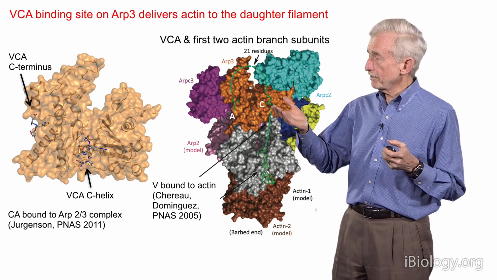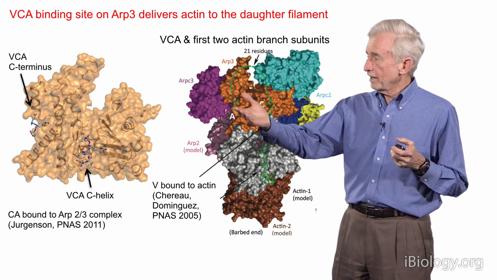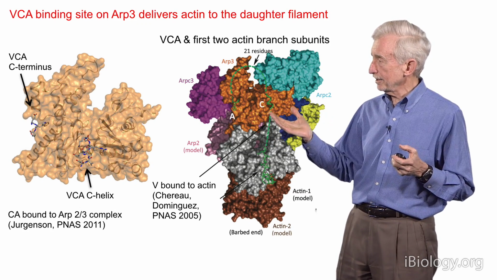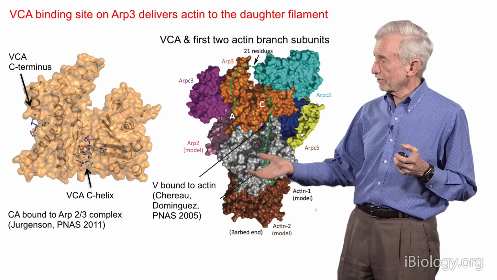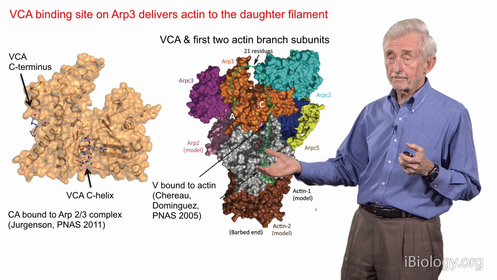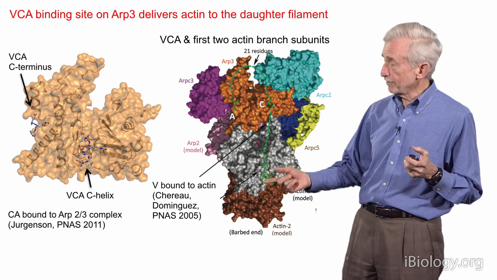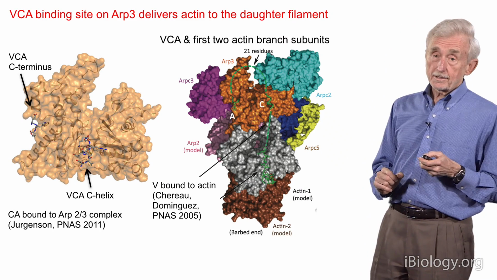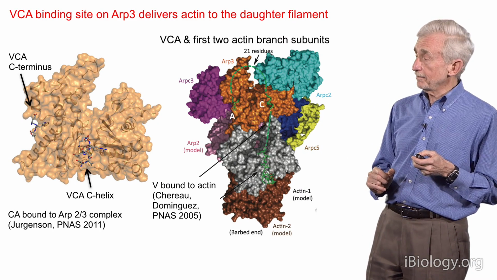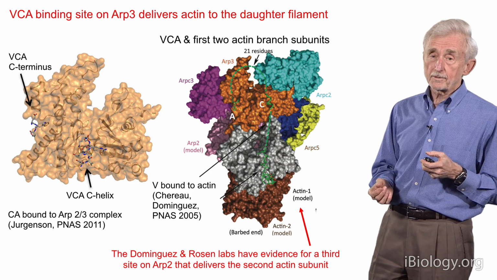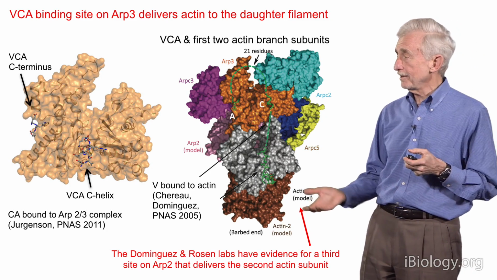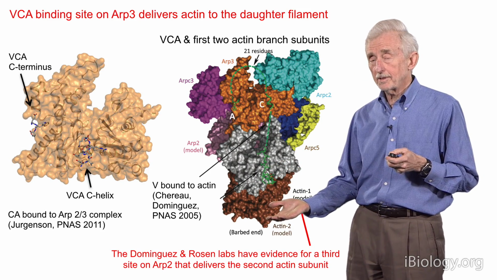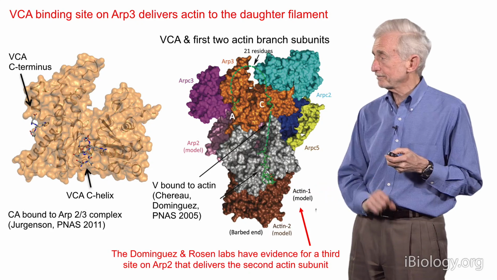Here you can see the ARP3 in orange. Here is the C terminus, the A region. Here is the C region, this helix right here. And here in gray is the first subunit of the daughter filament, which is attached to the V region of VCA. So in addition to this binding site, we believe from the work of the Dominguez and Rosen labs that there's a 3rd binding site on the other side of ARP2/3 complex that delivers the 2nd subunit to the daughter filament, shown here in brown.